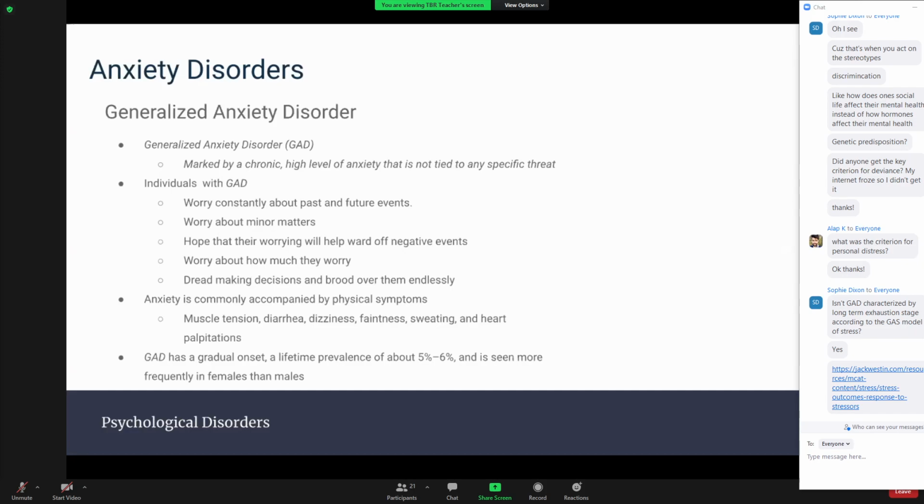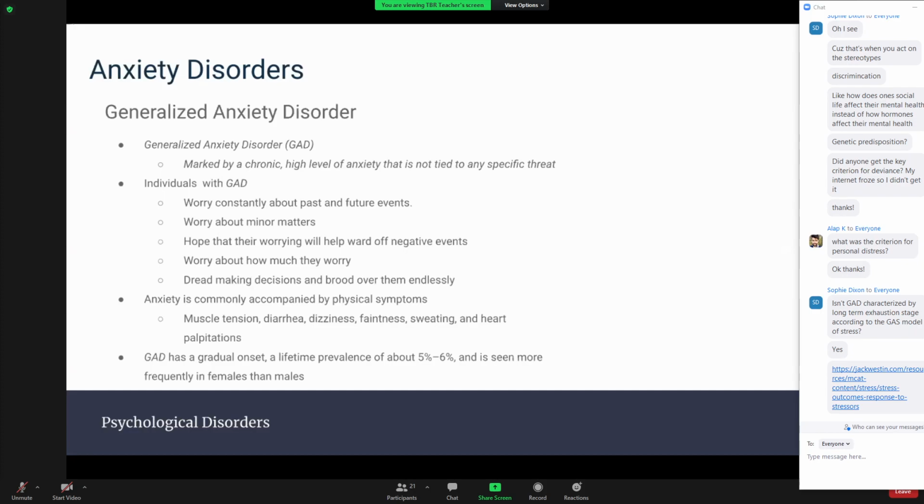It can be the case that individuals would worry about how much they worry. So it becomes this very tragic cycle. And as a result, they end up dreading decisions and brooding endlessly over them, and especially decisions that have to do with the subject matter of which they get anxious.